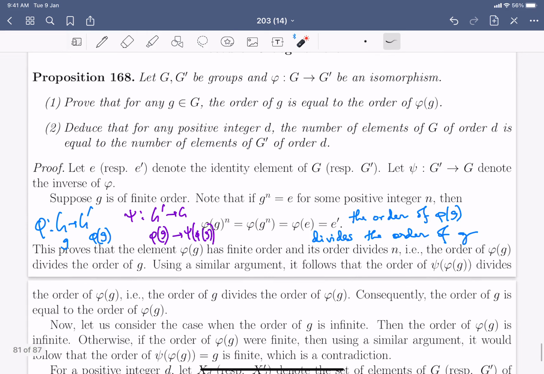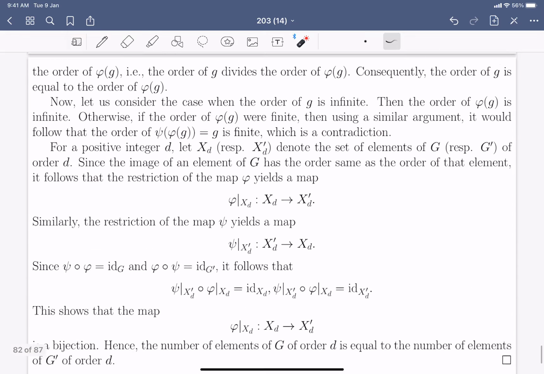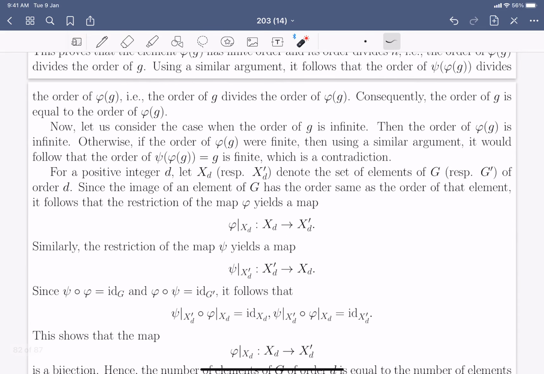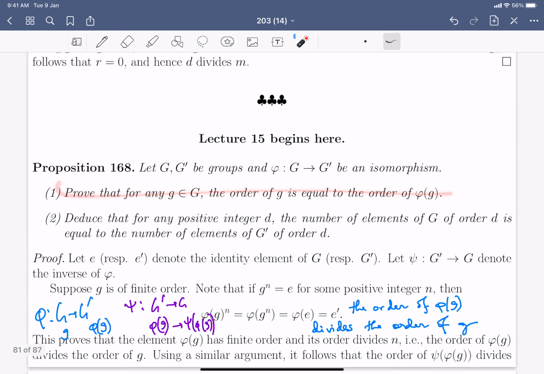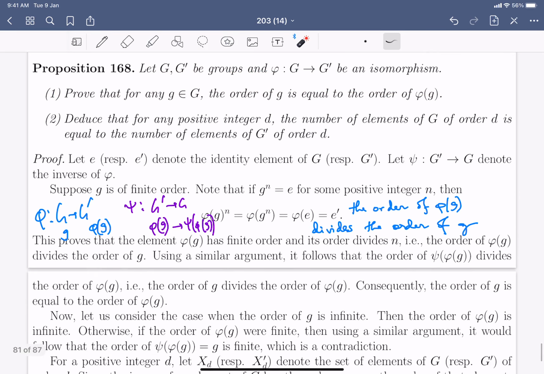So a group homomorphism sends a finite order element to a finite order element. And if the order of phi(g) were finite, then psi would send it to a finite order element, but psi sends phi(g) to g. So g has to be an element of finite order, which is a contradiction to the hypothesis that you have started with. So the order of phi(g) has to be infinite. And thus this concludes the statement in the case when g has infinite order. We have already dealt with the situation when g has finite order, so we are done.